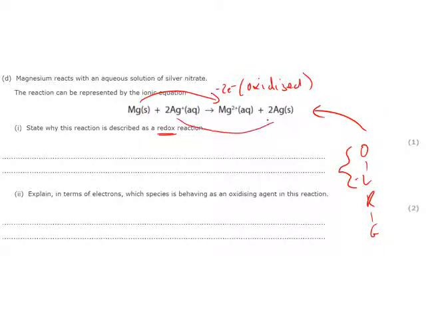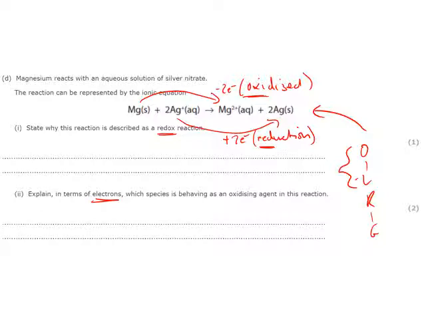Your silver, on the other hand, is gaining 2 electrons. So each silver atom is gaining 1 electron, but there's 2 atoms, so they're gaining 2, and that is reduction. Okay, so this is a redox reaction because oxidation and reduction are happening at the same time. Now here it says explain in terms of electrons, so we can use that word in our answer.